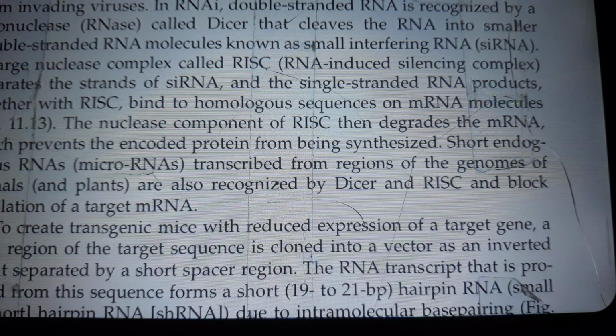separates the strands of siRNA. The single-stranded RNA products, together with RISC, bind to homologous sequences on mRNA molecules. The nuclease component of RISC then degrades the mRNA, which prevents the encoded protein from being synthesized. Short endogenous RNAs, microRNAs, transcribed from regions of the genomes of animals and plants, are also recognized by Dicer and RISC and block translation of a target mRNA.